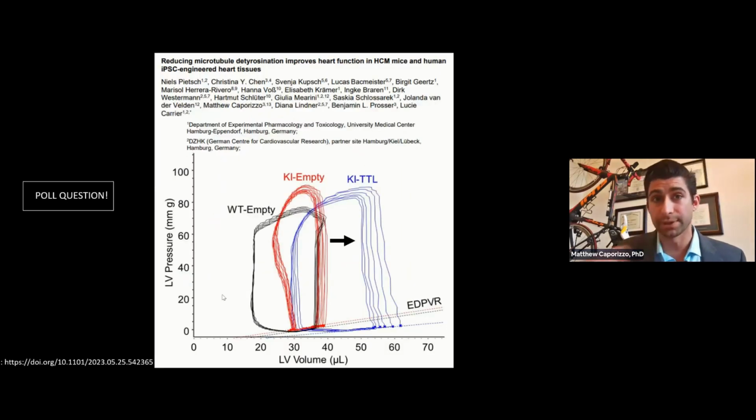And just to give an analog, this is a paper that is on bioRxiv from Lucy Carrier's group, looking at an HCM mouse model. So that's this red trace right here, treated with a microtubule detyrosinating agent, TTL, which has the same mechanical effect that colchicine would. And I hope what you can appreciate from these in vivo work loops is that, in fact, there is this rightward shift in the work loop here that mimics what we've seen in our data on the rats. And this is evident here by this enhanced early filling and rightward shift.